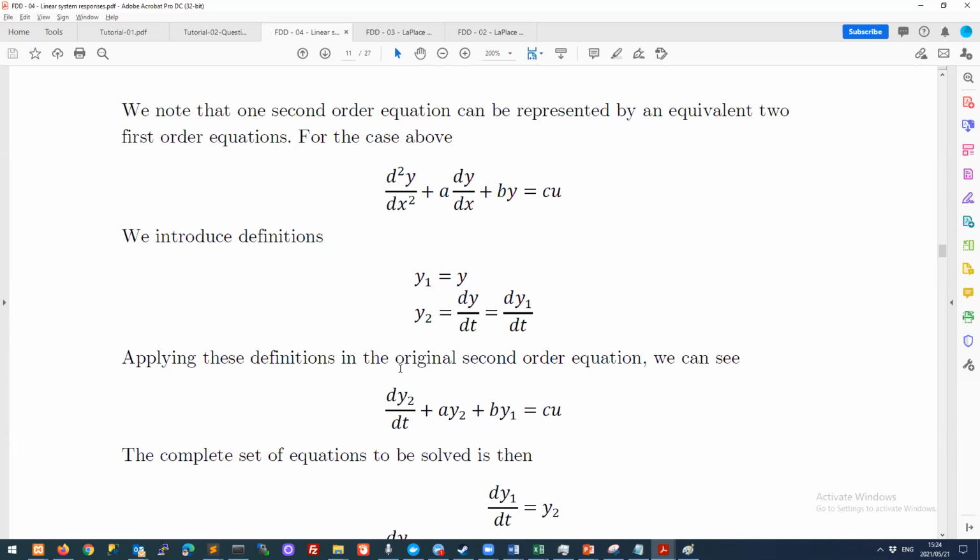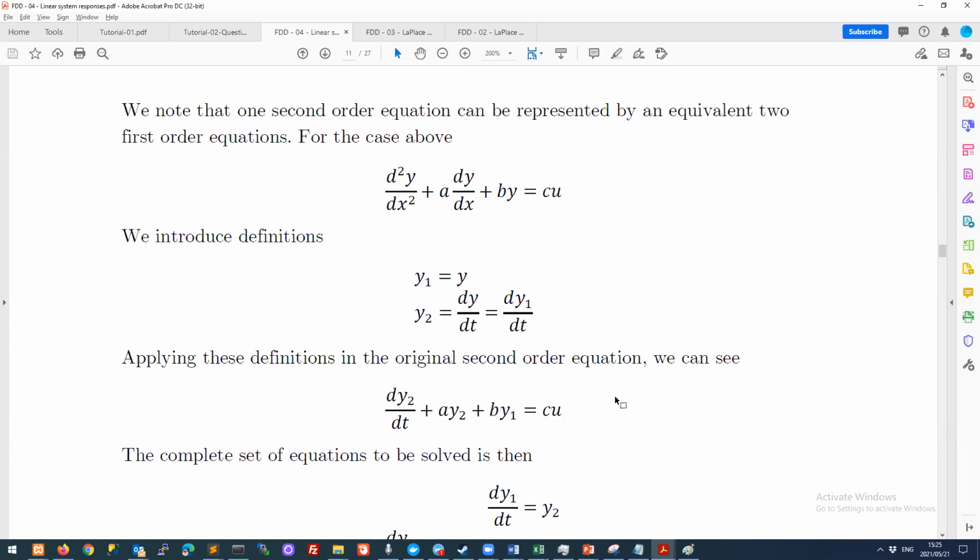So dy2 dt is the same as d2y dt squared. So that's what that is. And then here, instead of dy dt, by the way, these x's should be t's, instead of writing dy dt, you can use your dy1 dt, which is the same as dy dt. So you can write y2 instead here. And then this, you can't reduce the y itself, so you simply use y1. So y1 is here, and then you've got cu.